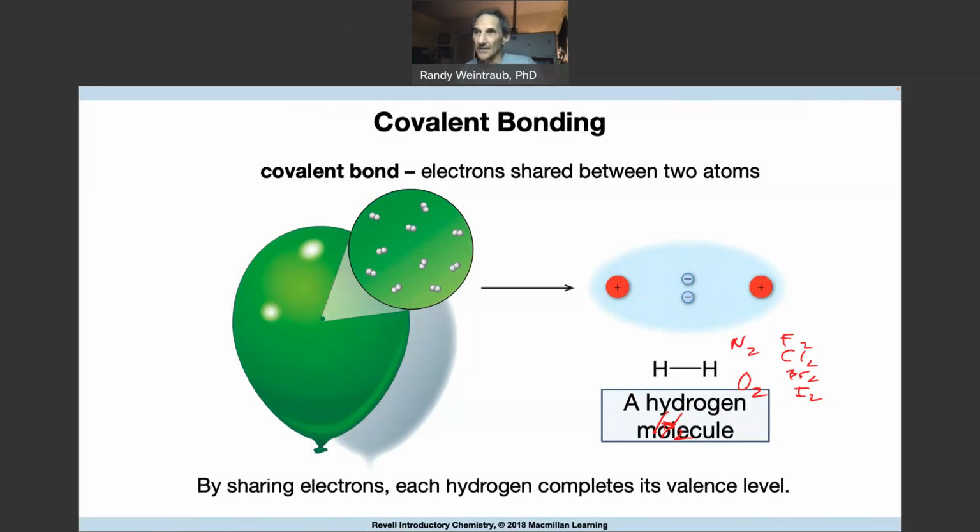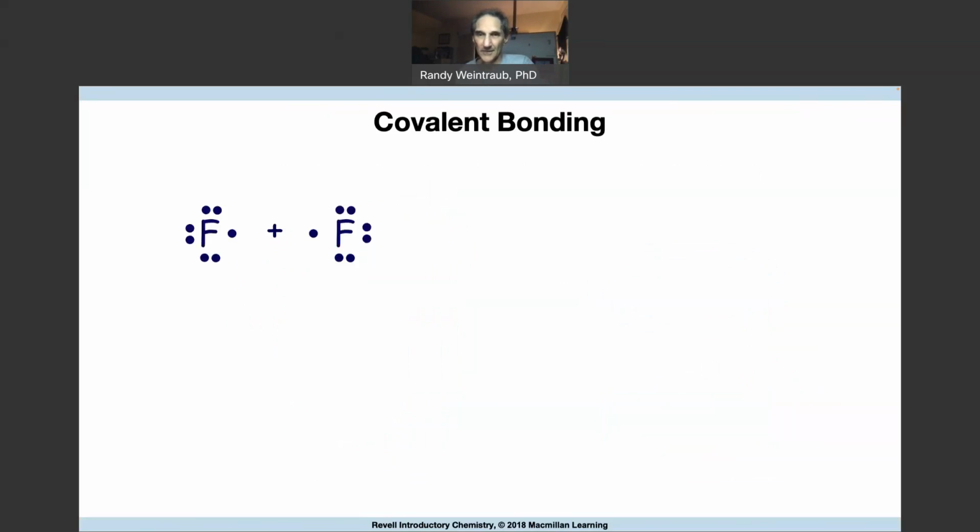So we've seen the non-metals. Non-metals form these covalent bonds by sharing electrons. Let's look at the second example, which is fluorine. Fluorine contains 7 valence electrons and therefore needs 1 more electron to complete its valence level.